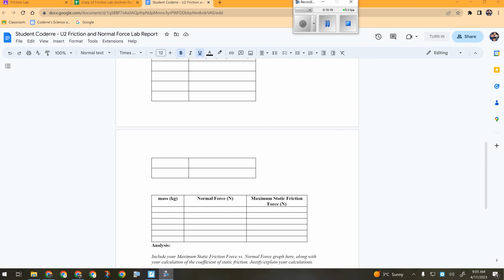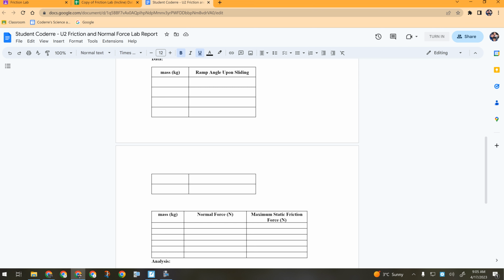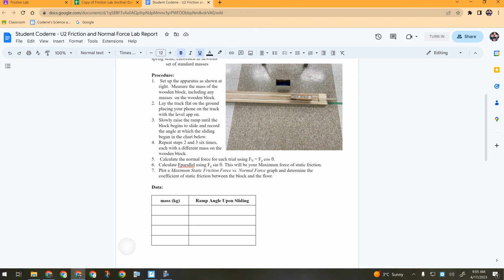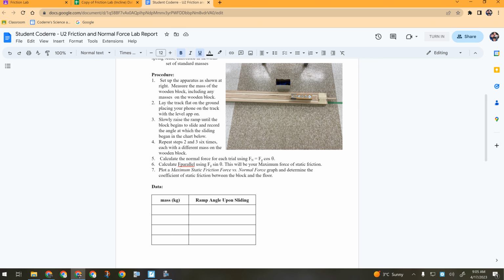Okay guys, so let's talk about the data here now. So you've got the first chart filled in, where you've got your different masses and their corresponding angle. Now you're going to need to follow the instructions here in the procedure. In steps 5 and 6, it's asking you to calculate your normal force and your F parallel, and telling you that your F parallel will be your maximum force of static friction for that particular trial.